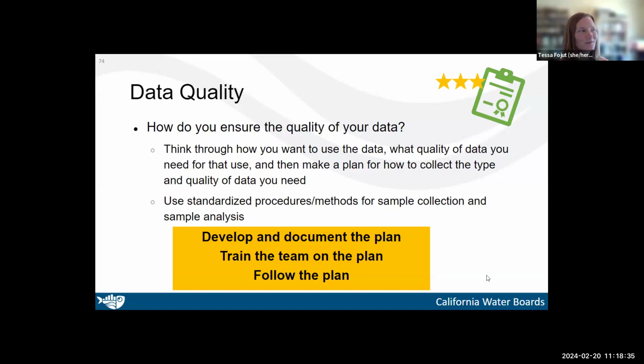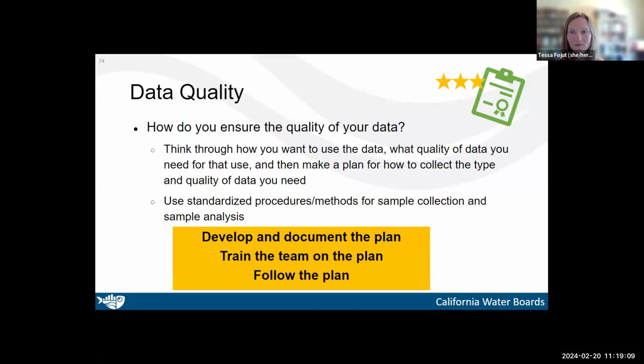It starts with planning. You want to think through how you want to use the data, and what quality you need to make that decision. And then make a good plan for how you can collect that data of the quality that you need. One way to really do that is to use standardized procedures, standardized methods for collecting your samples and analyzing your samples. That goes a long way in making sure you have quality data.